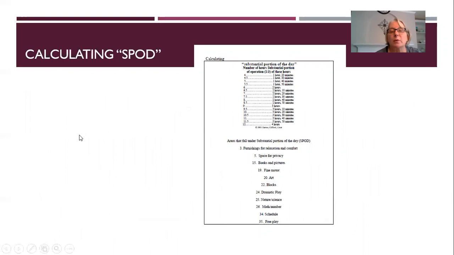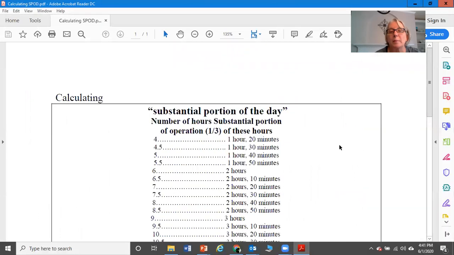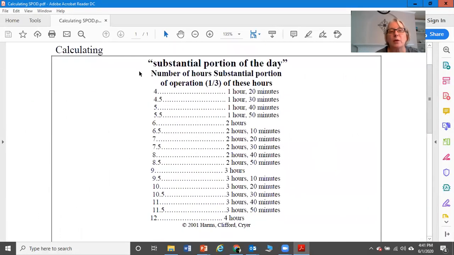So here's a chart, and I'm going to email this to you as well. This chart actually breaks it down for you, substantial portion of the day. Here is the number of hours that you're open, and then how long a period of time children have to have access, or what's considered substantial portion of the day. So let's say if you're open from 6 in the morning till 6 at night, that's 12 hours. So naturally things would have to be accessible for 4 hours out of the day.